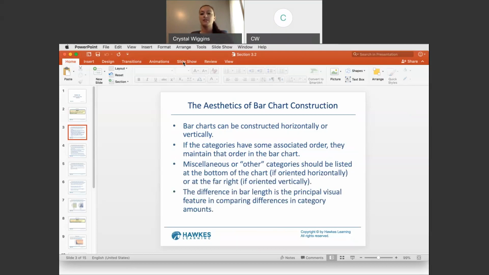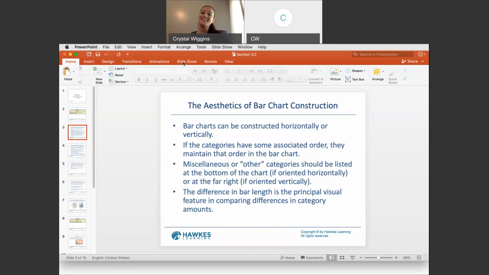Bar charts are constructed horizontally or vertically, it doesn't matter. If the categories have some associated order, they maintain that order in the bar chart. So if we're talking about, maybe grades, the categories are A, B, C, D, F. You would maintain that order in the bar chart. Even though it's not numerical, some categorical information can be ordered. Remember, there are two levels of measurement, nominal and ordinal. So the moment that we order it, it does jump up to the ordinal level of measurement.